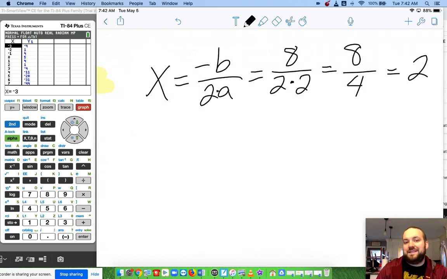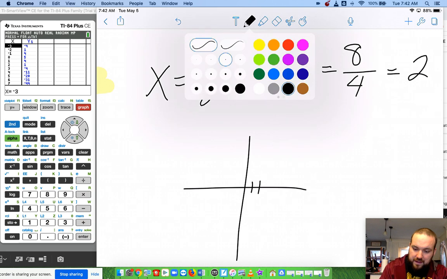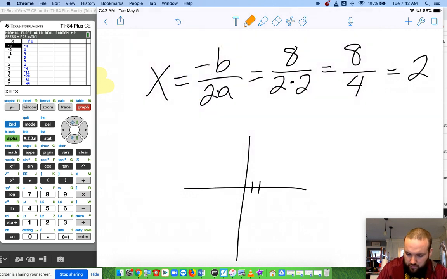So that means that the line of symmetry, if I were to sketch this graph real quick, would go right here. So it's actually shifted the entire graph over to the right a little bit.